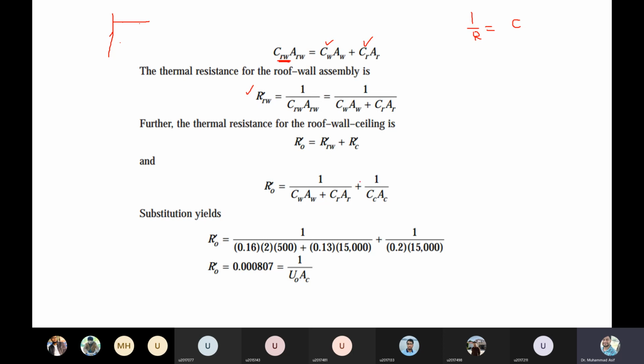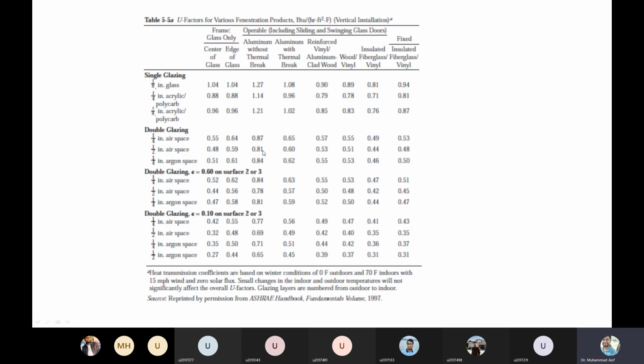Right? So you can add up that. So this is 1 by Cc into AC, right? And finally, you can put in the values because all of the values are given. This value is given in the statement, this value is given. So you put in that value and you can get the equivalent R, whereas the overall heat transfer coefficient is the reciprocal of this, right?